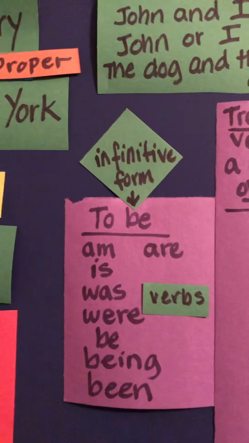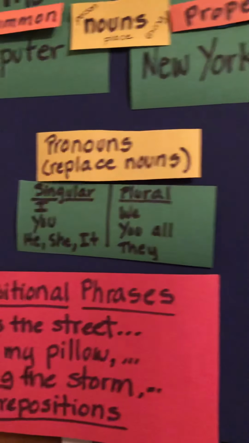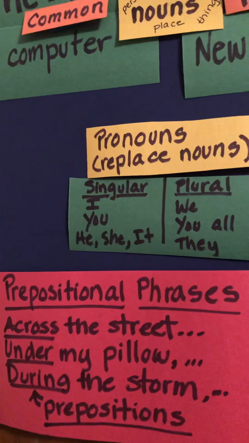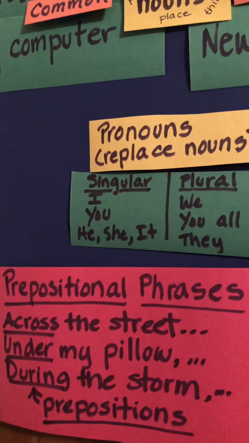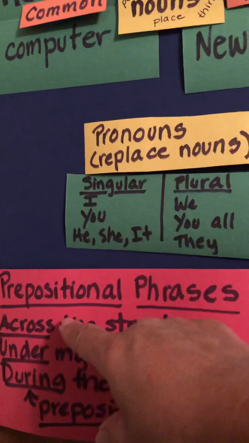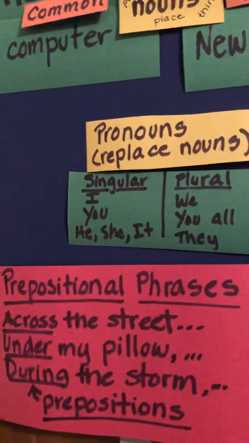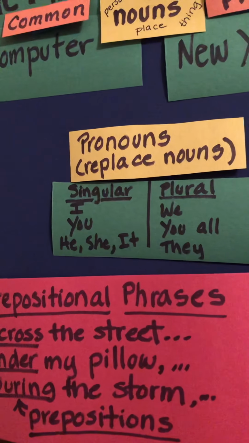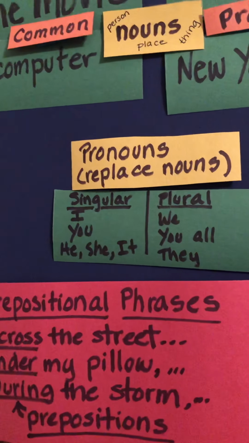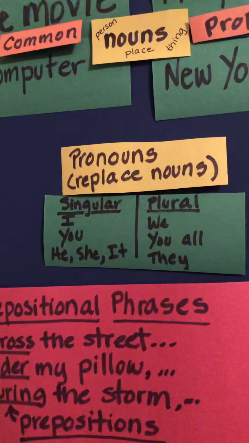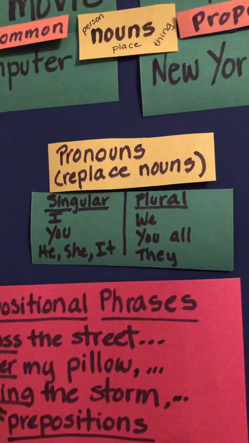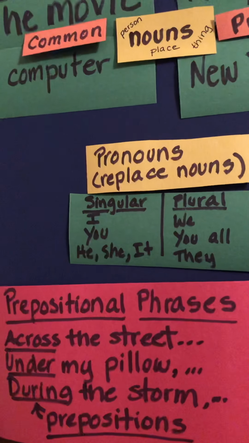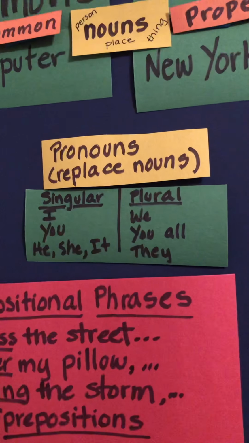And now finally, let's take a look at prepositional phrases, because sometimes these get confused with subjects, and these are not the subject. So these are prepositions: across, under, during. There's a whole list of prepositions. Across the street, the neighbor just had a baby. Under my pillow, I found the money the tooth fairy left me. During the storm, the dog got loose.